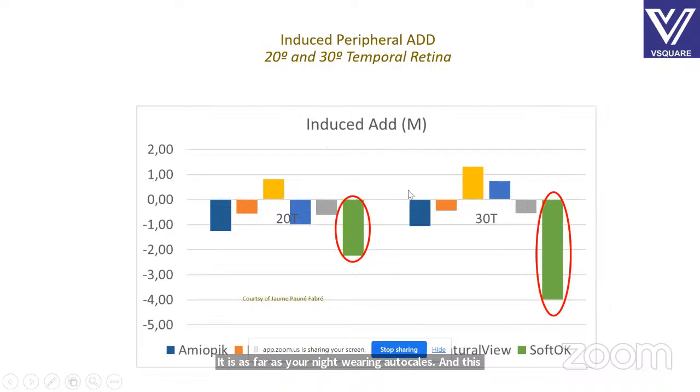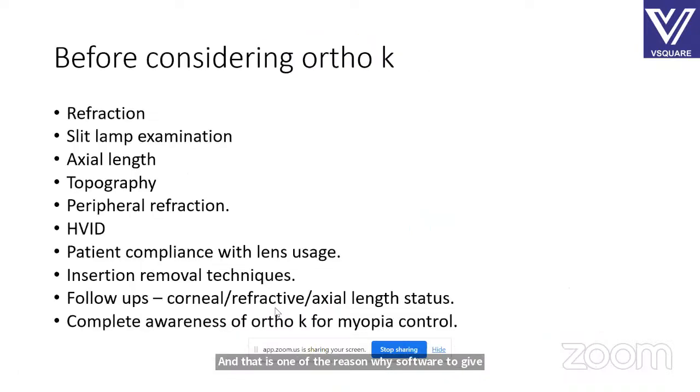So if you see, there are different products available, none of them in India, but they are going to launch as soon as possible. But soft ortho-K is available in India, where the peripheral inward focusing ability is much better compared to any other designs, and that is one of the reasons why soft ortho-K gives much better results for slowing down the progression of myopia.